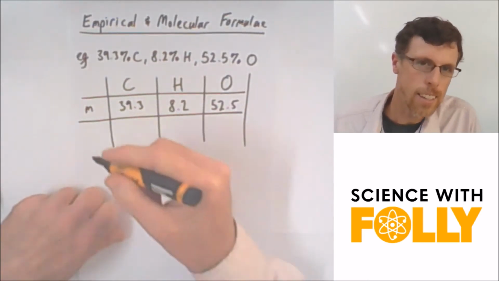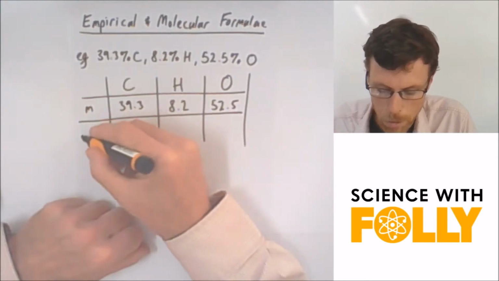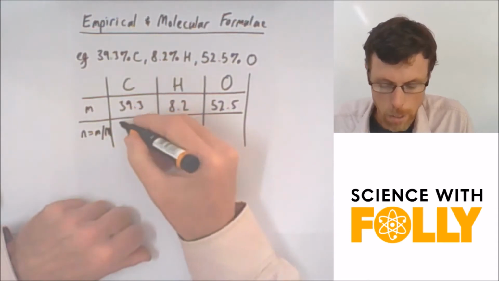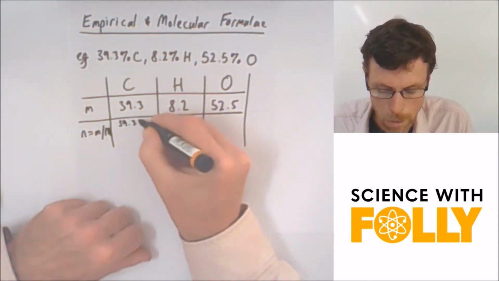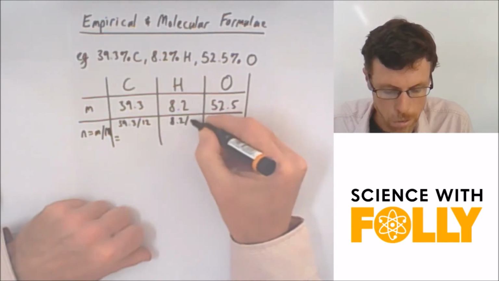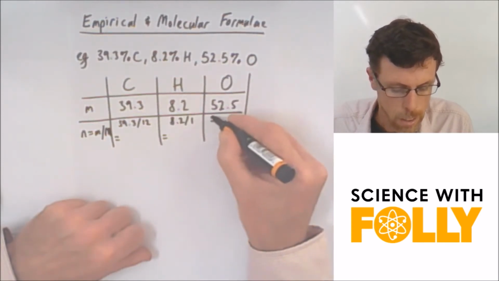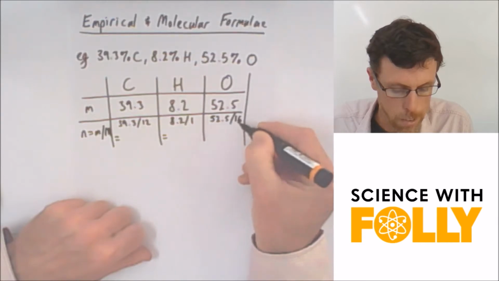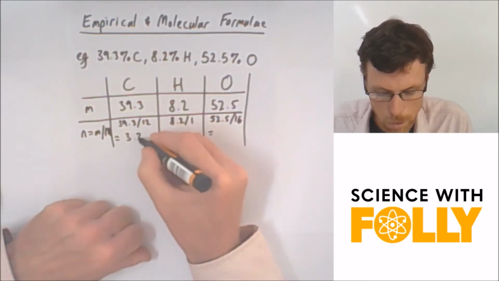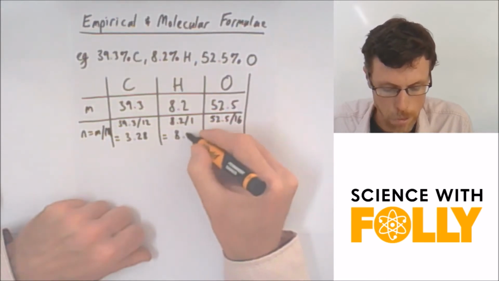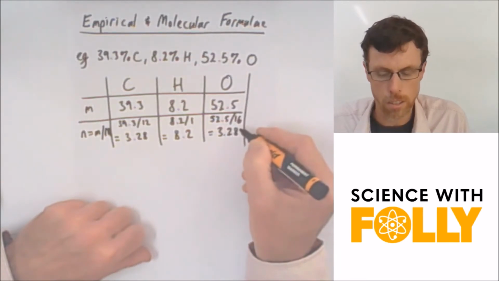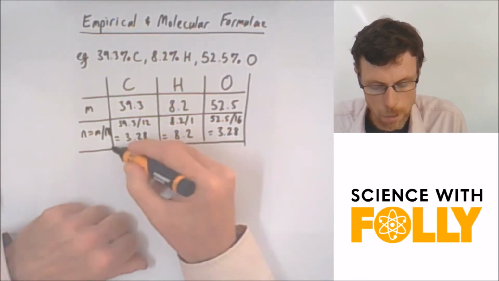From there, I can calculate the number of moles, because remember, number of moles equals mass divided by the molar mass. So I just go 39.3 divided by 12 for carbon, 8.2 divided by 1 for hydrogen, and 52.5 divided by 16 for oxygen. And those answers are 3.28, 8.2 obviously, and 3.28 there for oxygen. That gives me the number of moles.